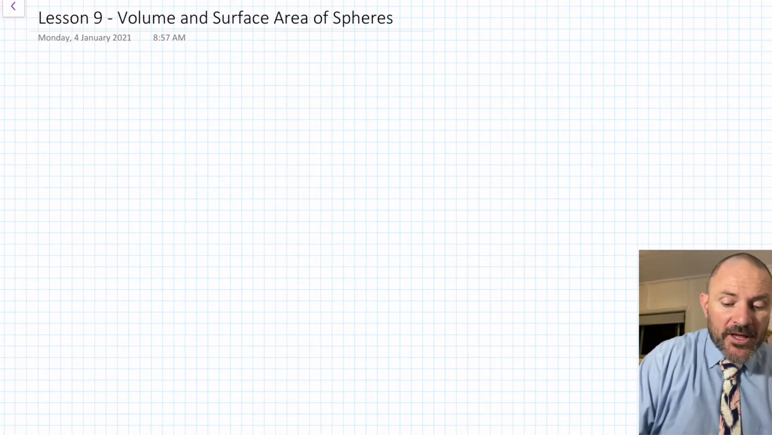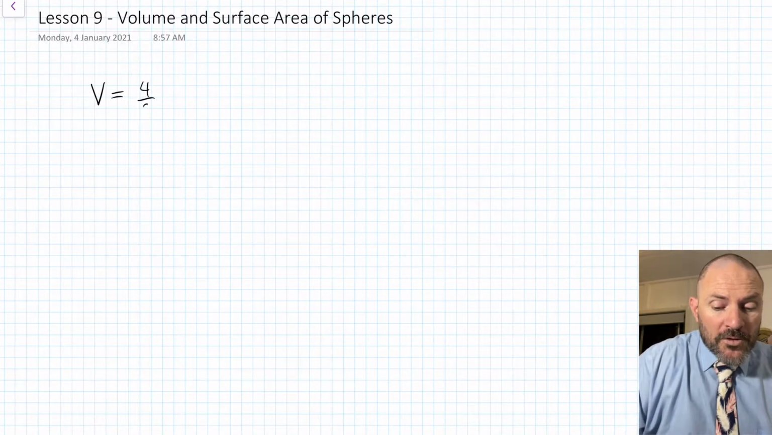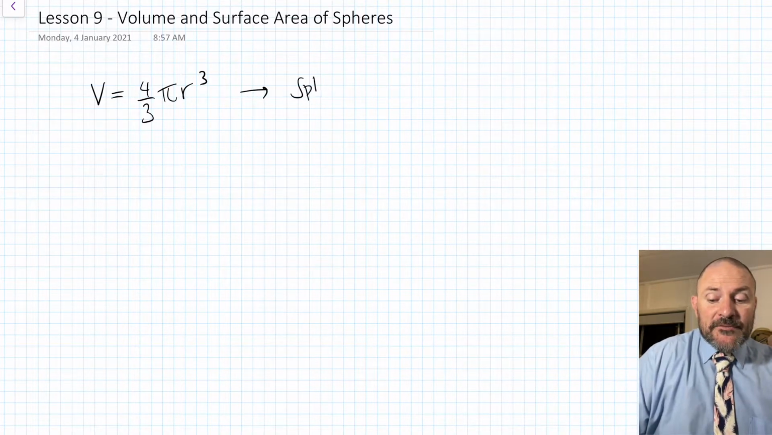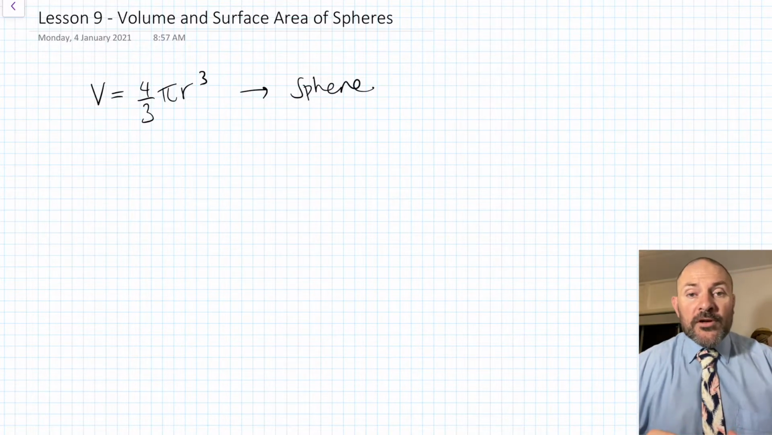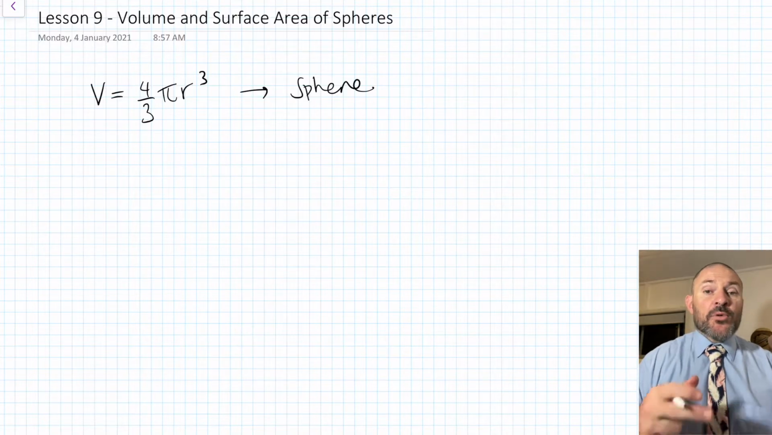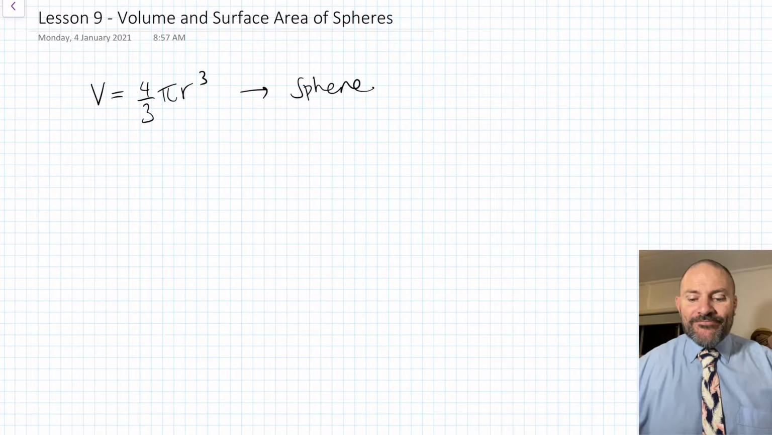So first of all, the first formula you need to know, if you don't know it already, is 4/3 pi r cubed. That is for the volume of a sphere. 4/3 pi r cubed. I remember that by thinking about the volume always being in cubics, and so it's just 4/3 pi r cubed. You've got to remember it.